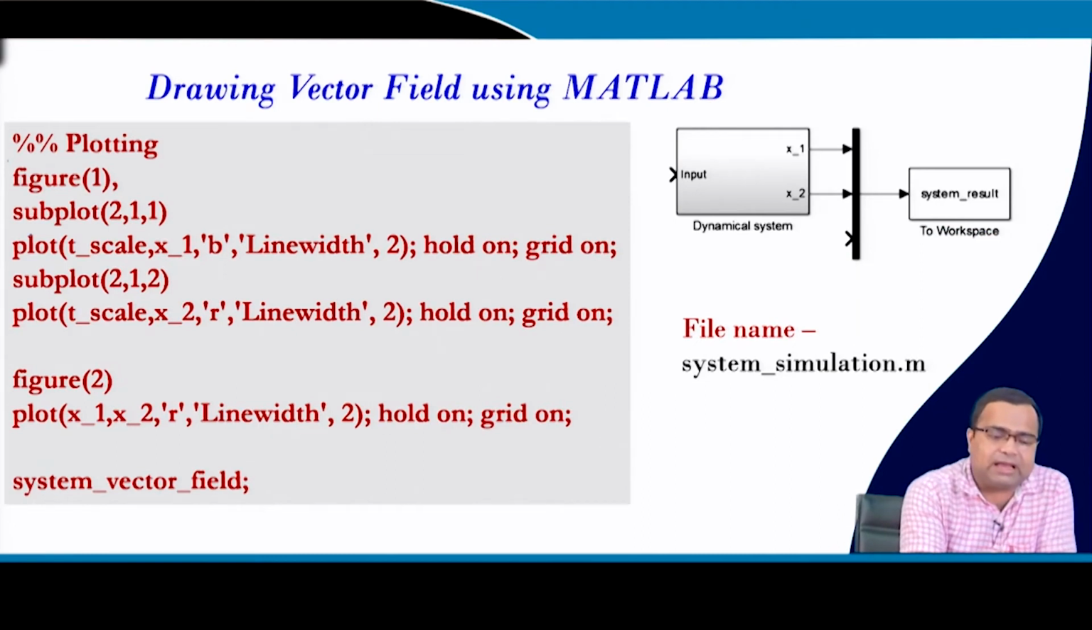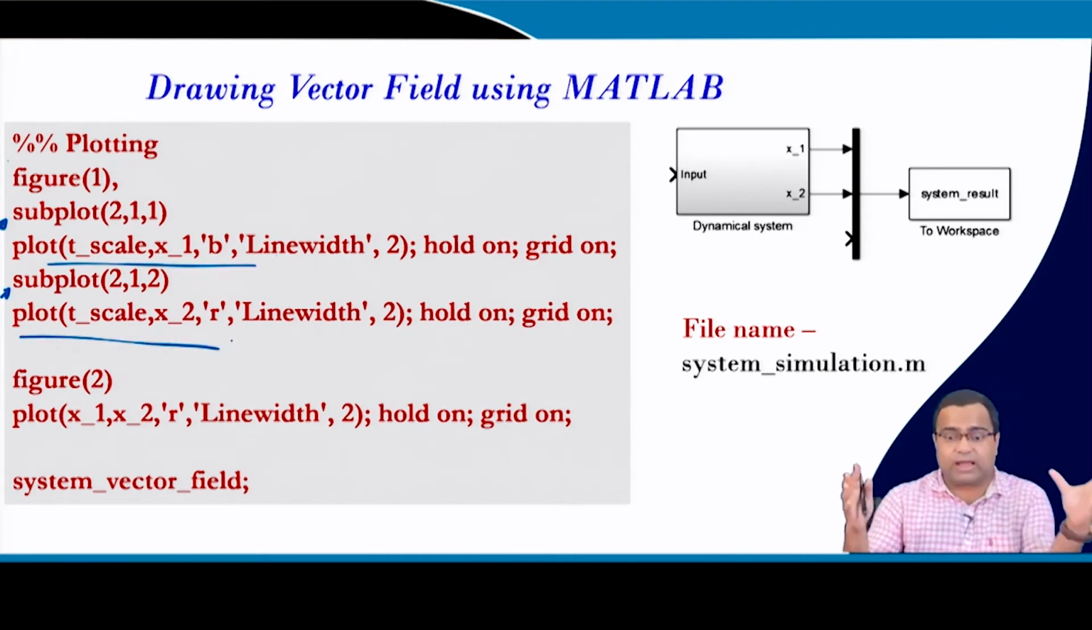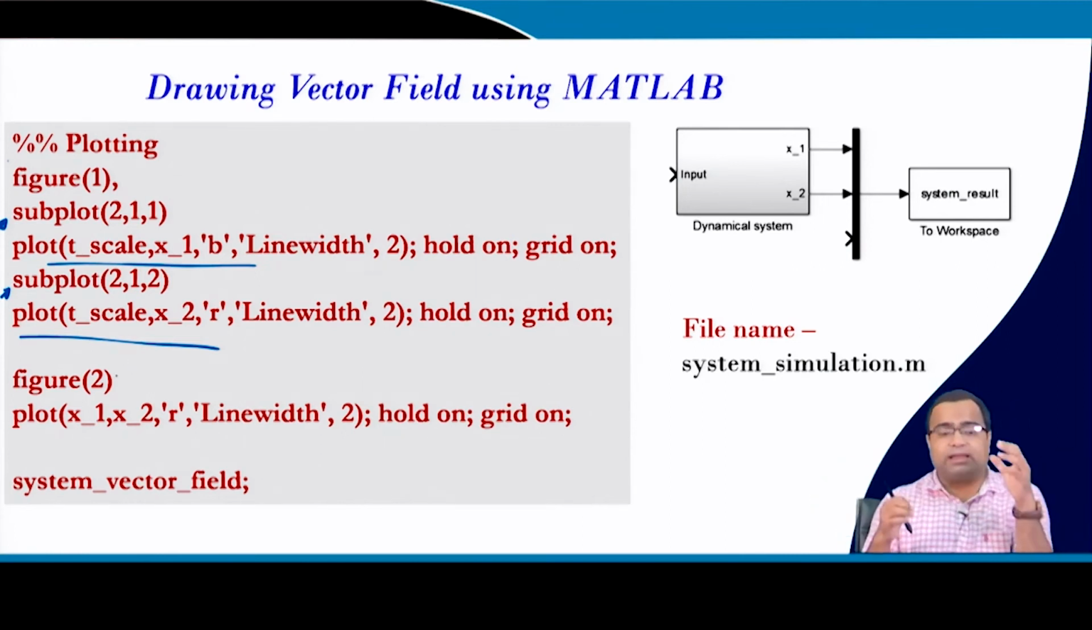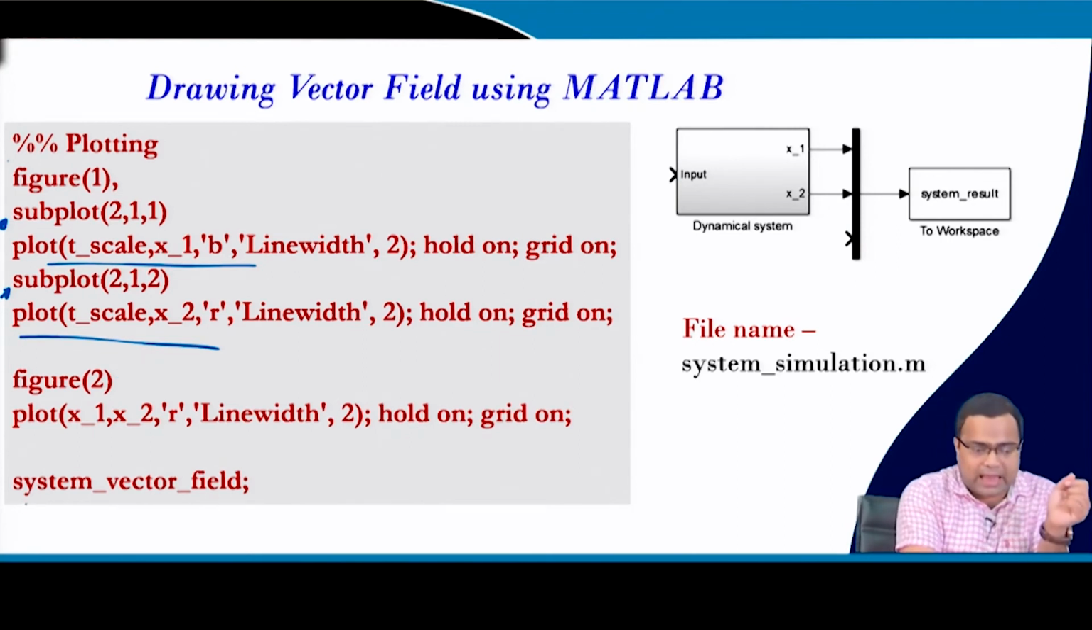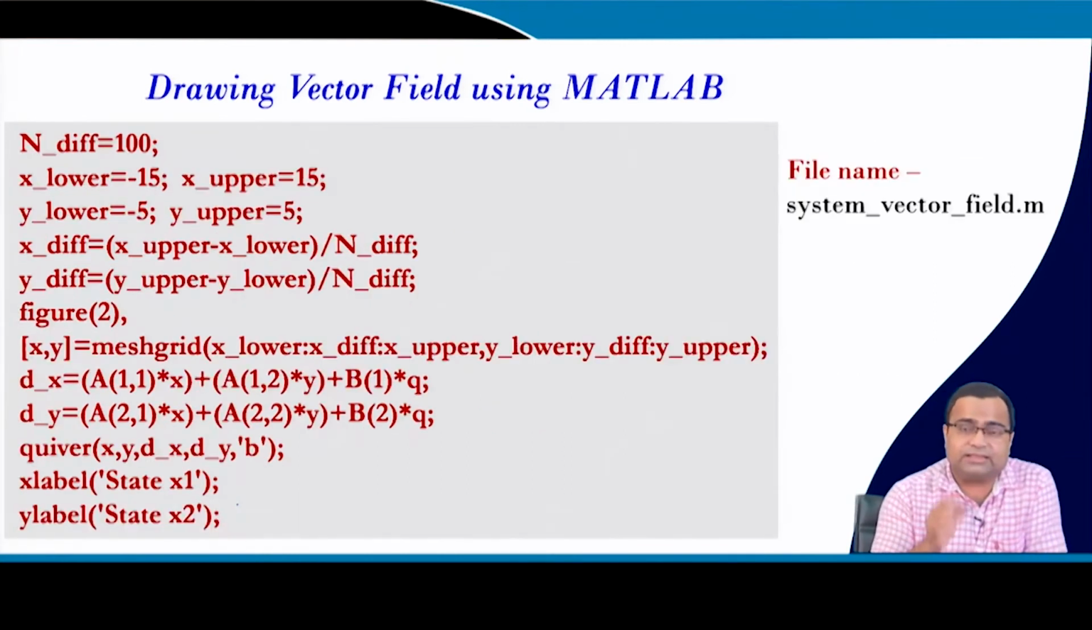In the first figure I am taking two subplots: the first plot is x1, the second plot is x2 with respect to time, showing how they are changing. In the second figure I am taking the phase plane x1, x2, which I am trying to explain, and along with that I am also putting a vector field. What is the vector field? It is a quiver plot.